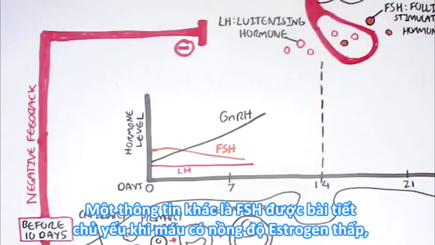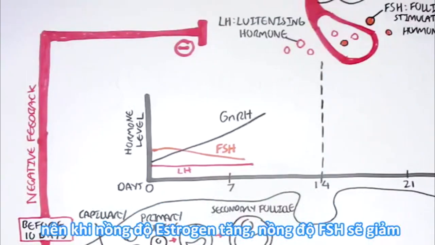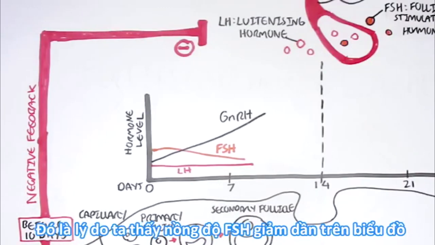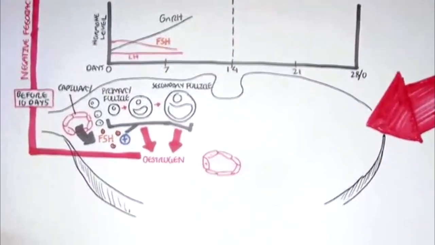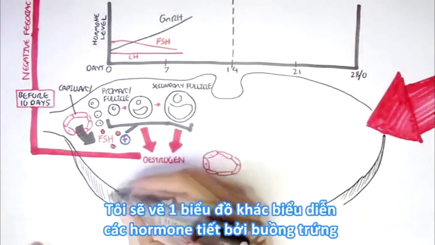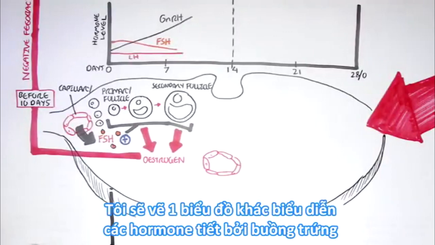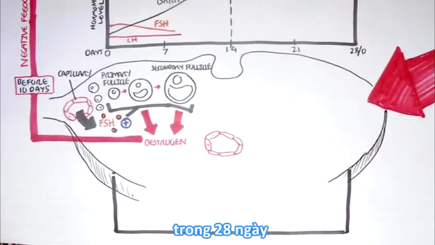Another fact is that follicle-stimulating hormone is secreted primarily in response to low estrogen concentrations. So when estrogen levels rise, follicle-stimulating hormone levels will fall. And that is why we see in the graph a steady drop in follicle-stimulating hormone, because there's an increase in estrogen levels from the follicles. So let's draw another graph and see the concentrations of the hormones produced by the ovaries during the menstrual cycle, which goes on for 28 days.